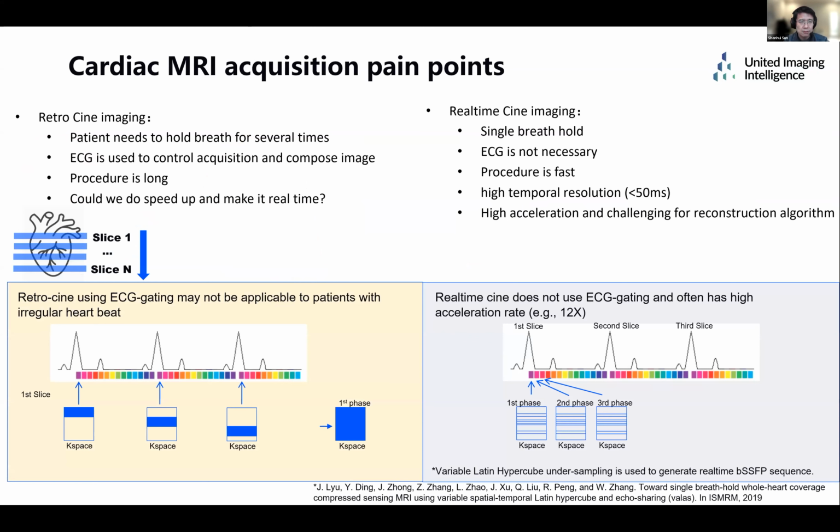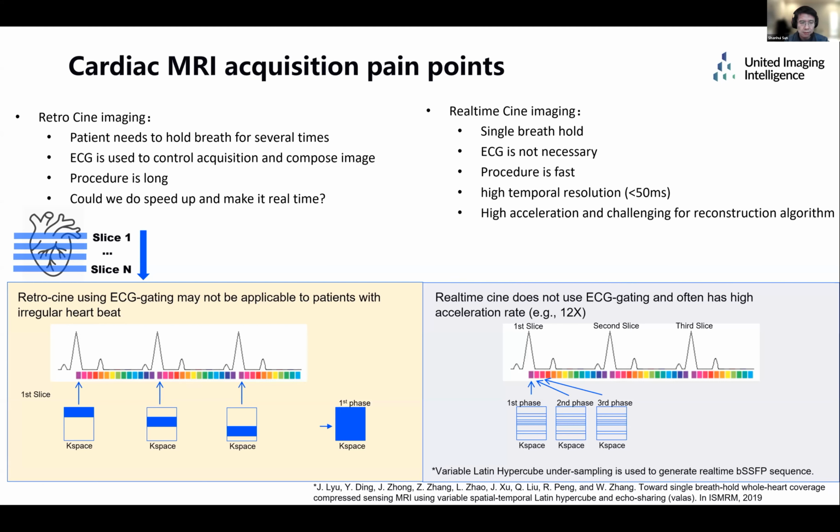In clinical acquisition, we acquire the Cine data retrospectively. That's why we usually call Cine retro Cine. The patient, like I mentioned, has to hold their breath several times during data acquisition, and the ECG signal is utilized. So why do we need the ECG signal? Since the acquisition is slow, in order to fill in the k-space data for just one time point, we need to collect the data from different cardiac cycles.